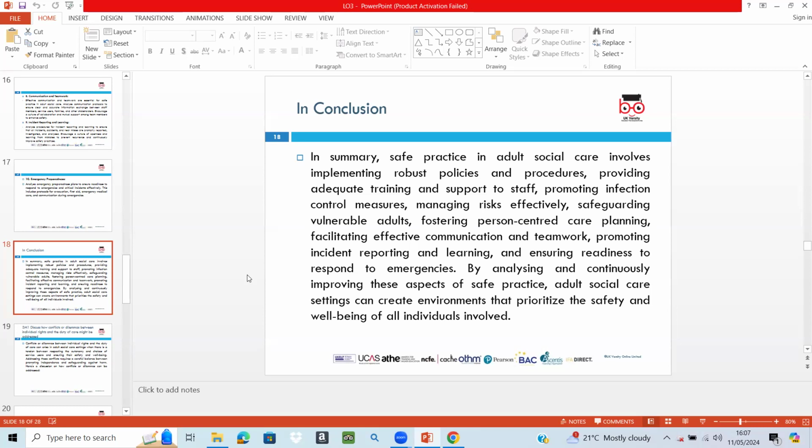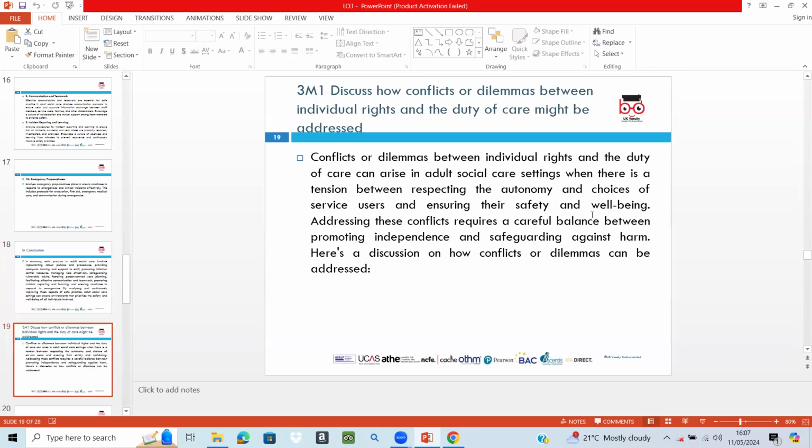Then, if we move on to the next slide, right, here we have to discuss the merit criteria, and we need to discuss how conflicts or dilemmas between individual rights and the duty of care might be addressed.